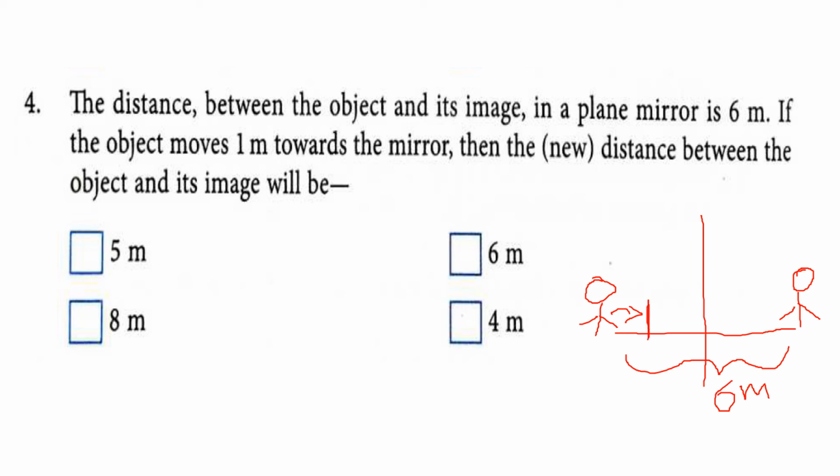Then what happens? The image also will be moving towards us. The distance between these two will become 6 minus 2, 4 meters, but not 8 meters and not 5 and not any other value. Because they are asking between object and image, what is the distance? Before it was 6. When the object moves 1 meter towards the mirror, the new distance between object and image will be 4 meters. So the last option, the fourth option, will be correct.